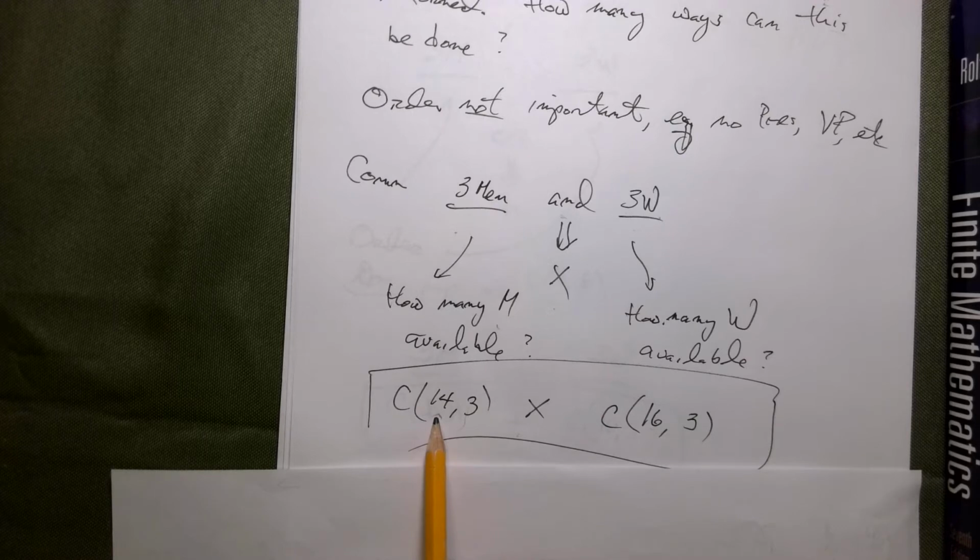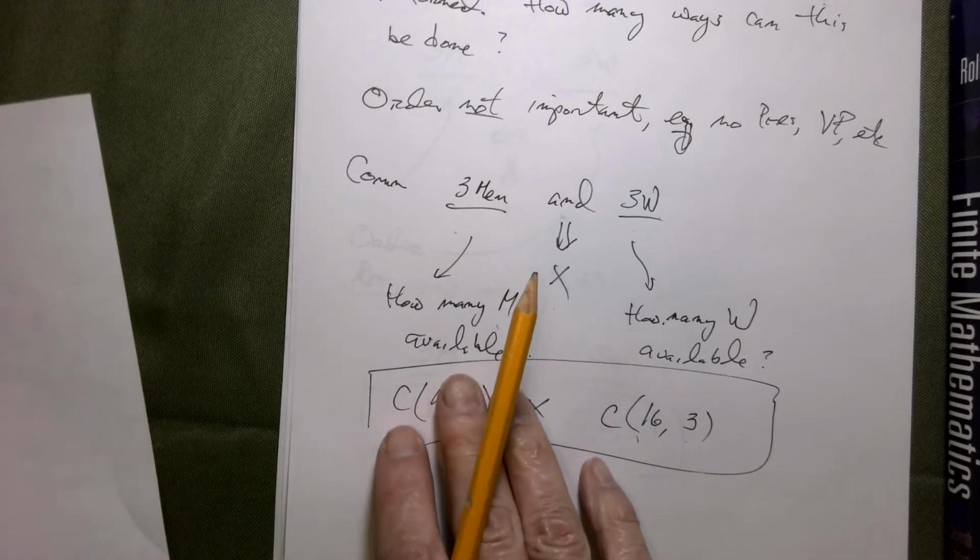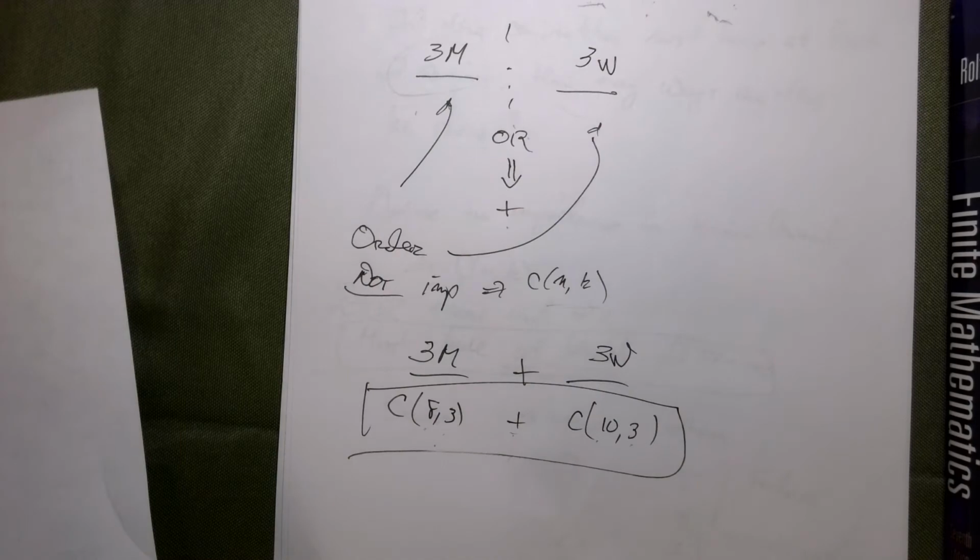So we have 14 males available. We're choosing 3, and we have to have another part of the committee. 16 women, 3 are chosen. Consider what we mean by success. All right.